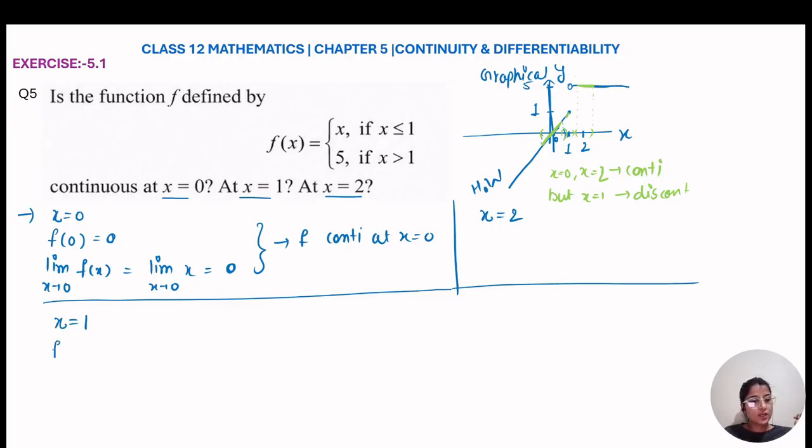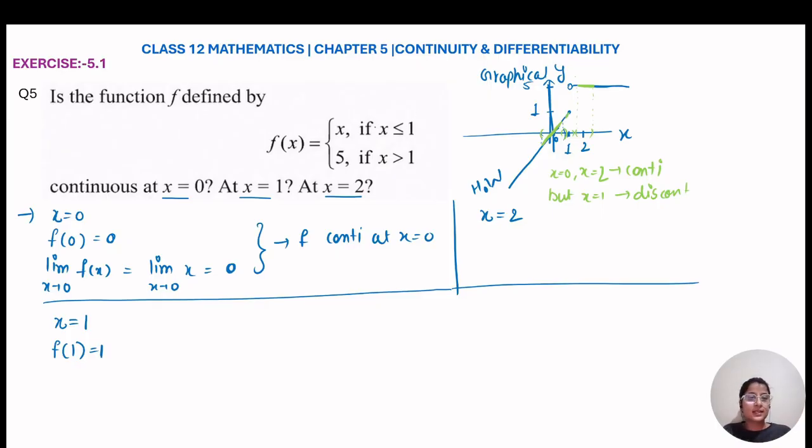So here our function value, that is f(1), as you can see for x = 1, the function value is x. So that means the function value is 1. Now let's find the limit value. As you can see, the function is splitting at x = 1.